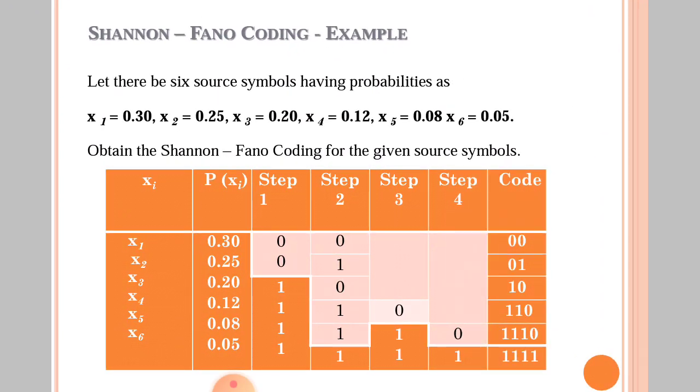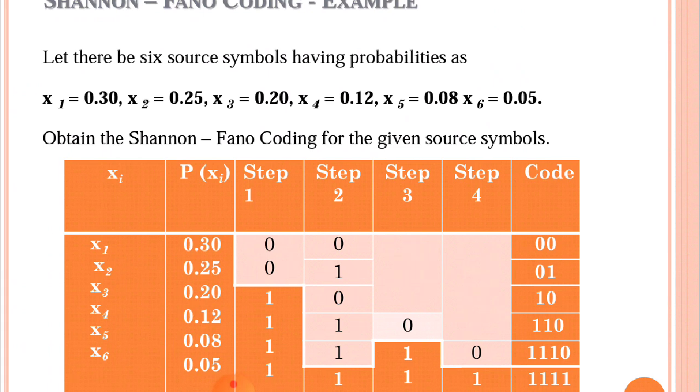Shannon-Fano coding example: let there be 6 source symbols having probabilities x1 equal to 0.30, x2 equal to 0.25, x3 equal to 0.20, x4 equal to 0.12, x5 equal to 0.08, x6 equal to 0.05. Obtain the Shannon-Fano coding for the given source symbols.